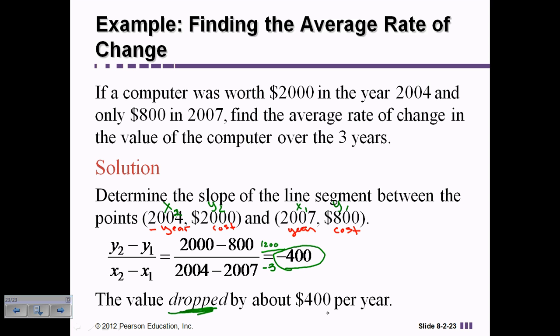So if you think about this as being a line, this would be a line with a negative slope. Because it's a negative slope, the line would look something like this. And if we continued that pattern, there's always that possibility that computers could be free eventually, but that's not going to happen. So there is some boundary to that.